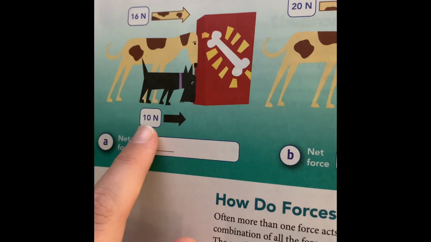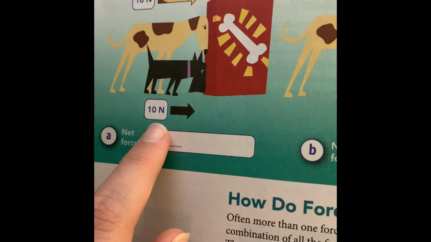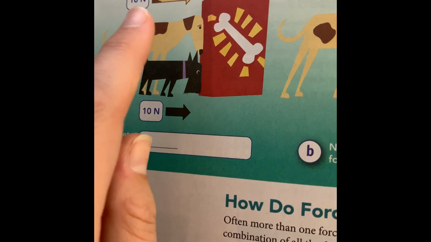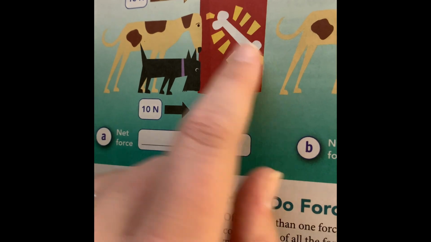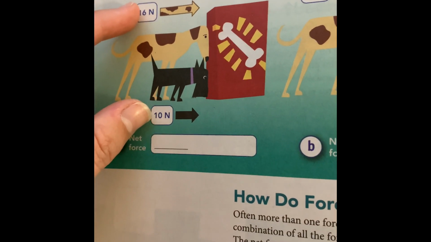Okay, so this is the figure. The bigger dog is pushing to the right with 16 newtons, the smaller dog 10 newtons, so that is going to make that box go to the right, and we would add the sum of those two arrows. We would add those two arrows and get the sum, and that would be our total force.